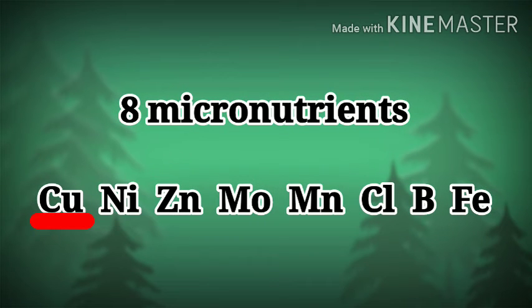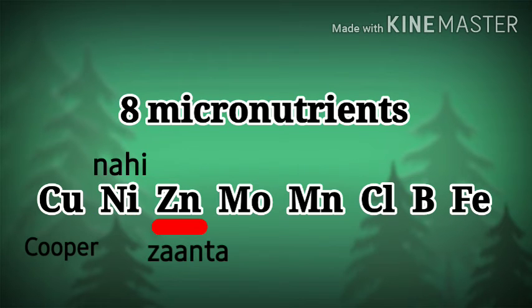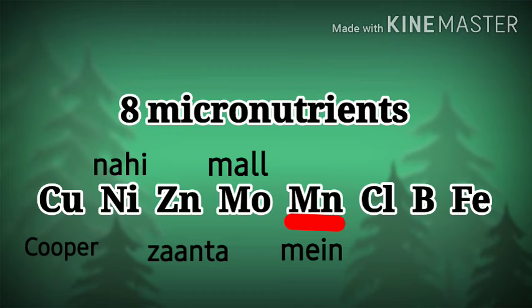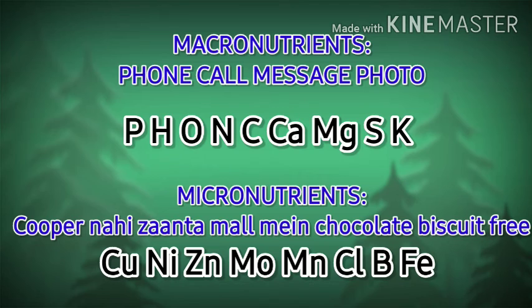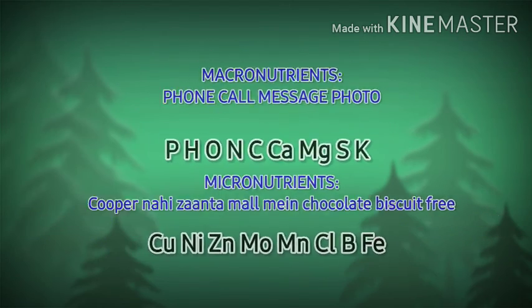Copper is represented by the word Cooper, nickel by the word nahi, zinc by the word janta, molybdenum by the word mol, manganese by the word may, chlorine by the word chocolate, boron by biscuit, and finally iron or Fe by the word free. Now I hope that you will be able to memorize the mineral nutrients required for plant growth and metabolism with the help of these 2 tricks very easily.